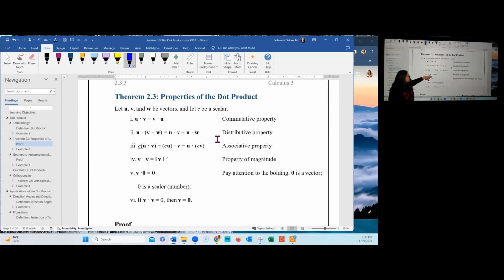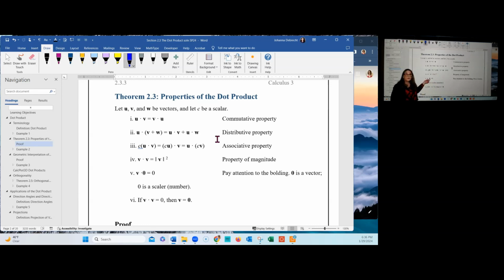Now, let's look at v dot v. This is kind of an interesting thing. It turns out that v dot v gives you the magnitude of the vector squared. Remember, the magnitude of the vector is the square root of each individual component squared. But if I dot a vector with itself, I'm getting the square of each component added together, but without the square root. So it is the magnitude squared.